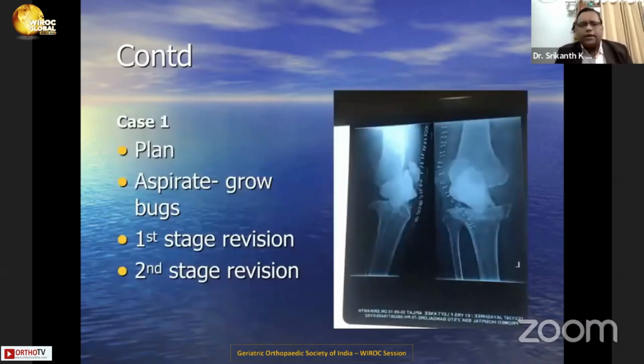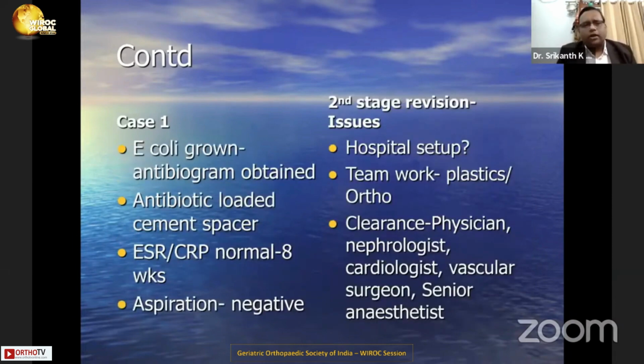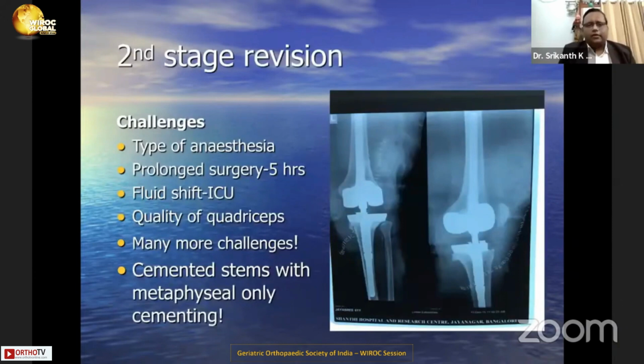So we aspirated and planned the revision in 2 stages. We grew E. coli, got an antibiogram, and put in an antibiotic-loaded spacer. The inflammatory markers came normal in 8 weeks. Further aspiration was negative. Then we planned a combined orthoplastic procedure. We had to get clearance from all the senior people. It was a prolonged 4.5 to 5 hour surgery. And despite the rectus snip, the quality of the quadriceps was poor, so it had to be repaired there. After many challenges, we put in a cemented stem with metaphyseal-only cementing.